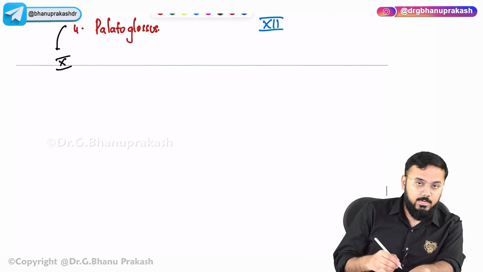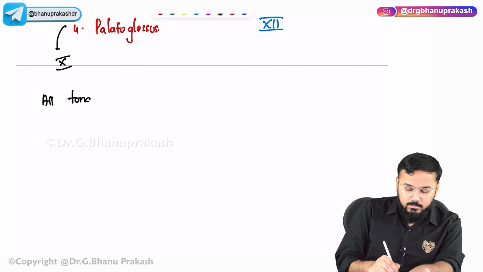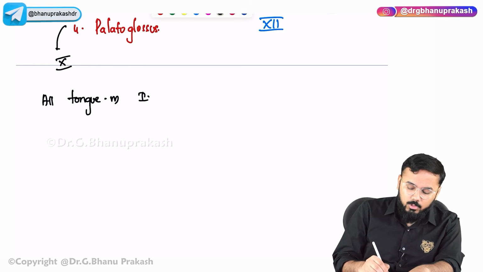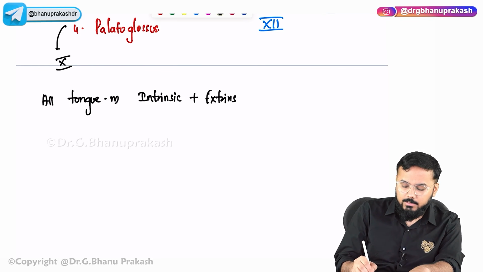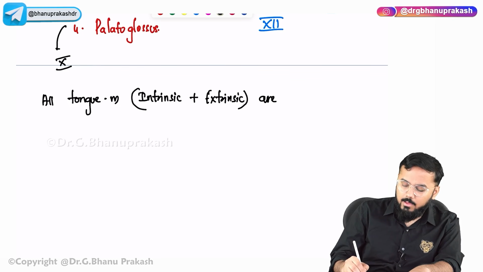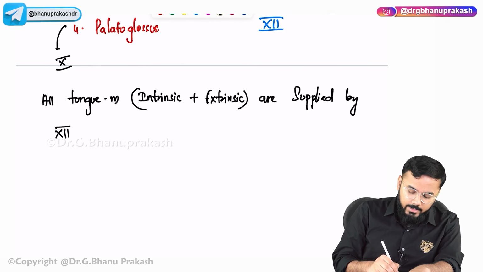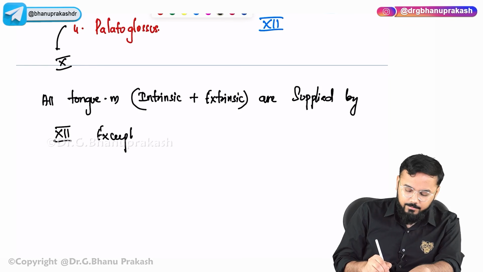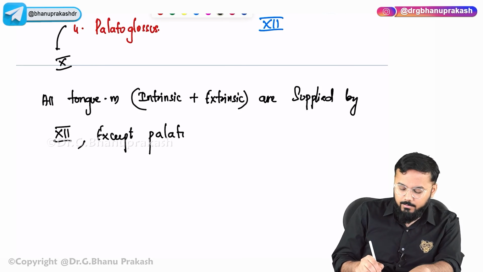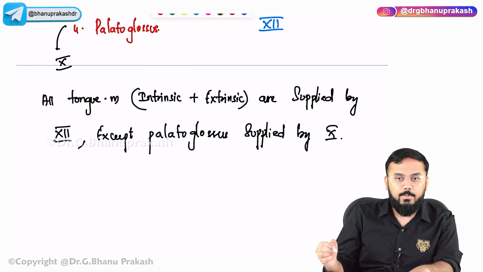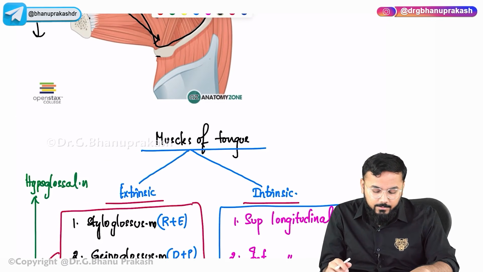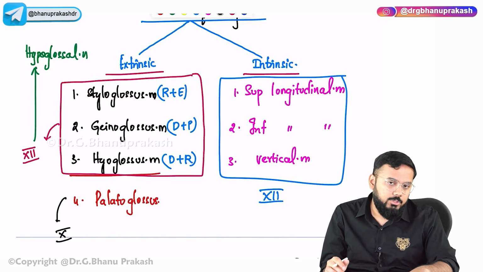So remember this statement: all tongue muscles, both intrinsic plus extrinsic, are supplied by cranial nerve number 12 except palatoglossus, which is supplied by cranial nerve number 10. So these are the muscles of the tongue which you basically have to know.